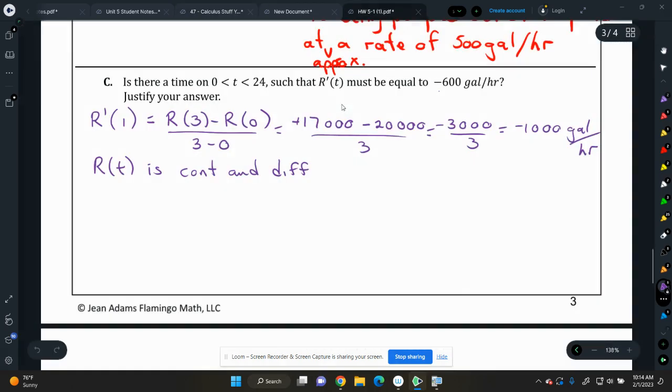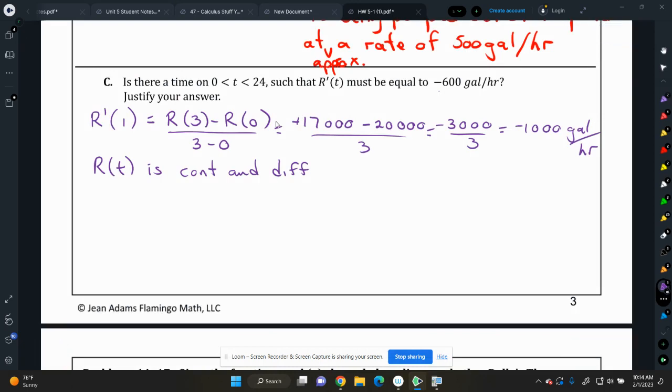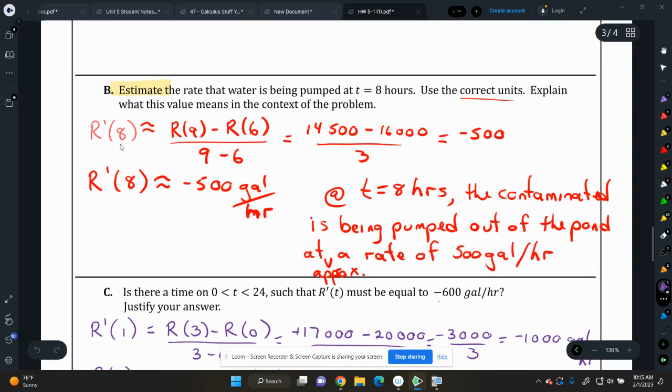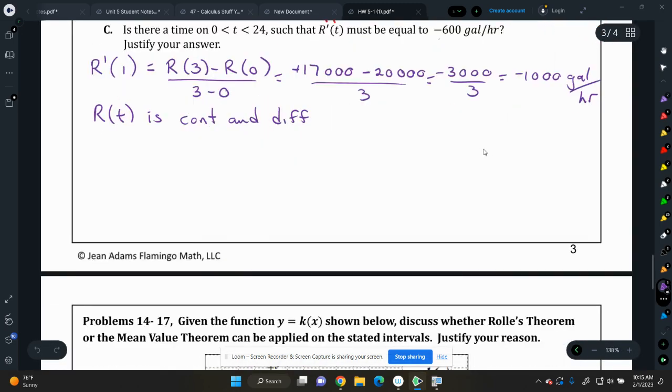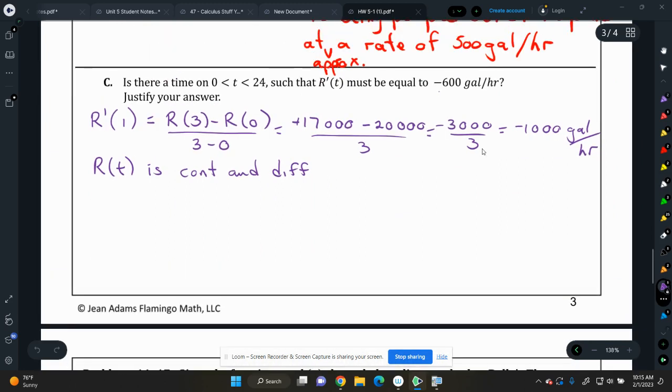Okay, so we don't have to show that they're not equal. This is not the one where we have to show that they're not equal, right? So all we have to do is say, excuse me, yikes. I just lost track of what I was saying. We have to show that the negative 600 is between the negative 500 and the negative 1000. Okay, so 1 is between 8 and, did I do that right?